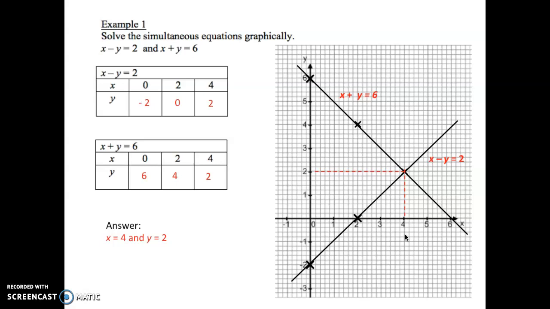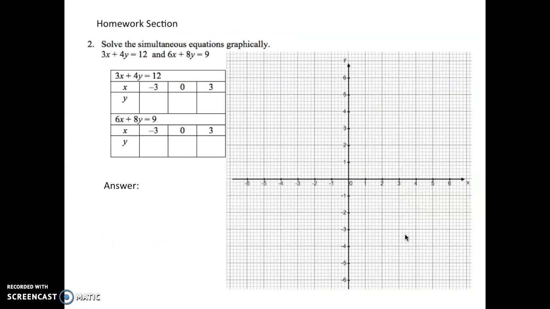Okay, next we'll move on to the homework section. Please take note, this is not example 2. This is the homework section. Okay, we are looking at the second question of the homework section, which is on the last page of your notes. Okay, in question 2, it asks us to solve the simultaneous equations graphically. 3x plus 4y equals to 12 and 6x plus 8y equals to 9.